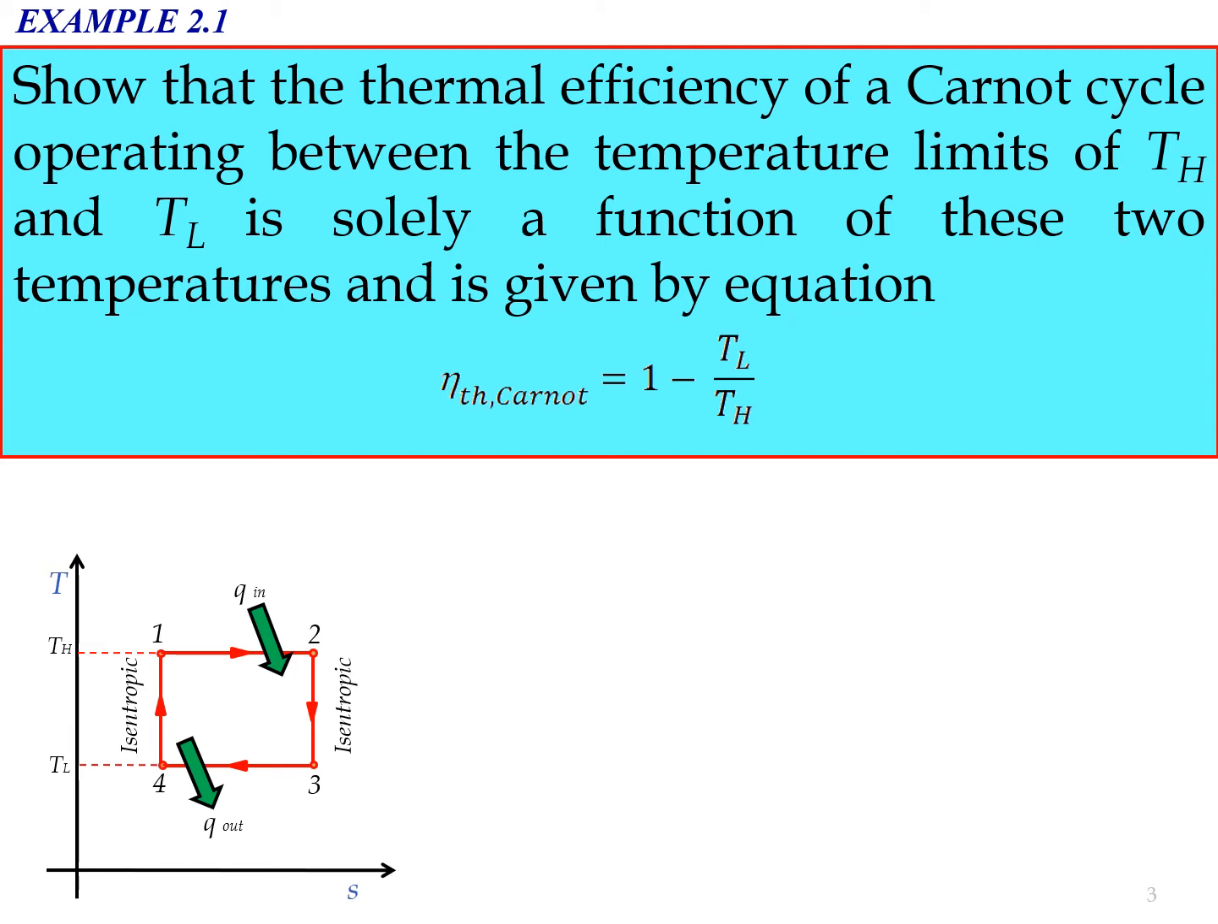So this is the TS diagram for the Carnot cycle. We have two isentropic processes and two adiabatic processes, with Q in from the heat source and Q out to the heat sink. So we know that the efficiency of the Carnot cycle depends on the heat source, which is Q in, and the heat sink, which is Q out.